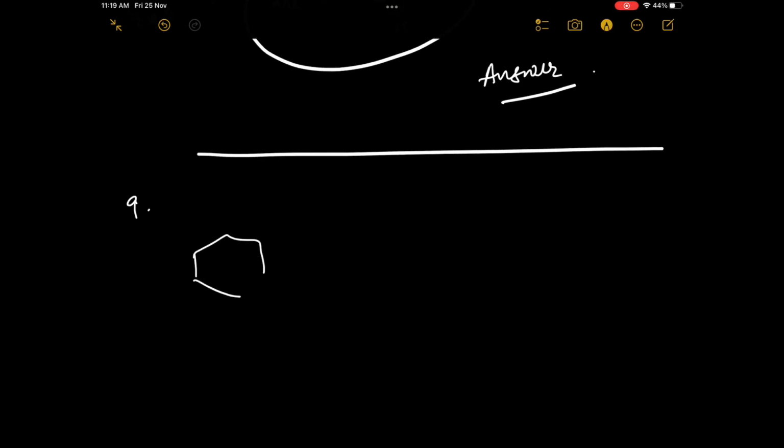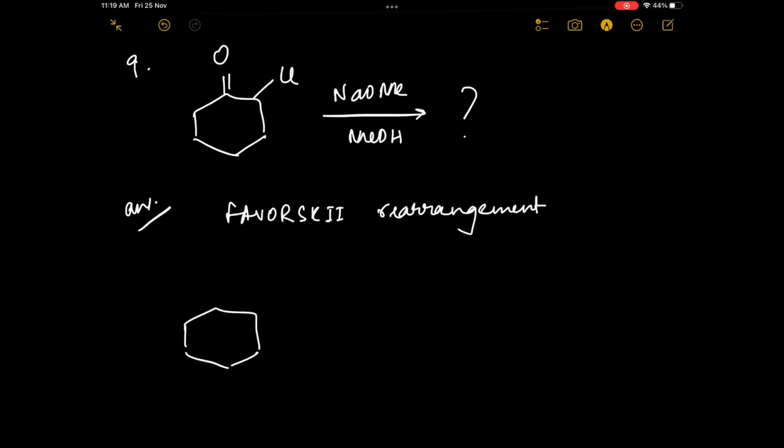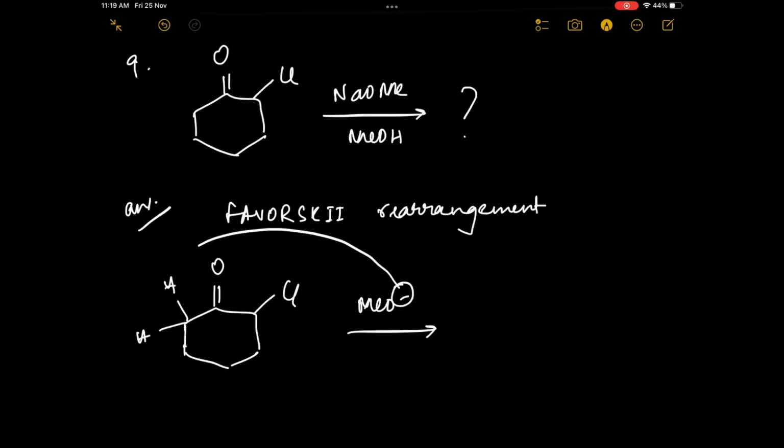Okay, so going to the next question, which is the 9th question, this is a pretty easy question where there is an alpha halo carbonyl group reacting with NaOMe. This is an example of the Favorskii rearrangement. In the first step, the methoxide acts as a base which takes away the acidic proton alpha to the C double bond O.